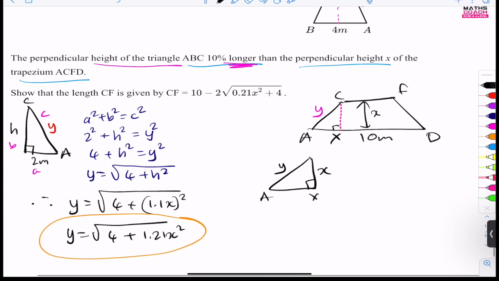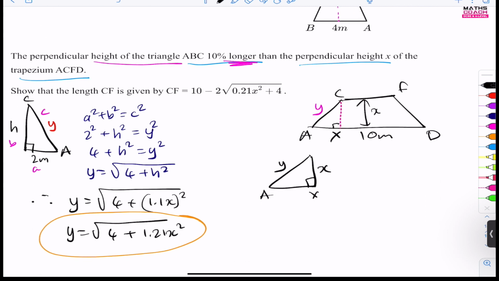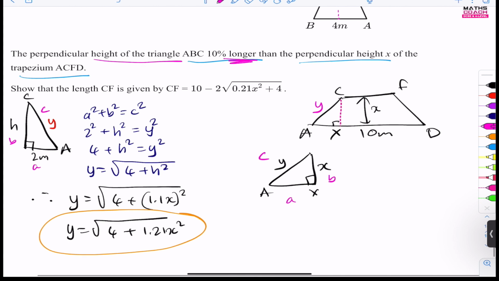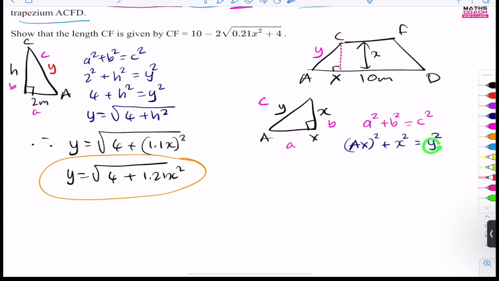Okay, so how do I find an expression for AX? I can use Pythagoras' Theorem once again. So this is c, the hypotenuse, and let's call this a, and let's call this b. So therefore it's going to be a squared plus b squared is equal to c squared. And what's my a? My a is AX squared, plus my b is x squared is equal to y squared.